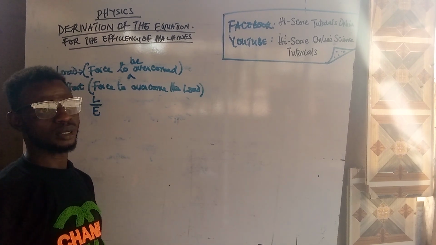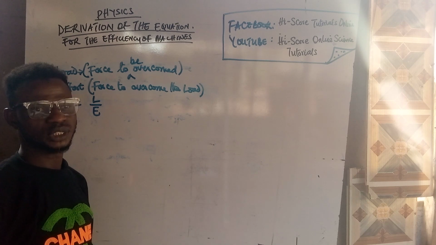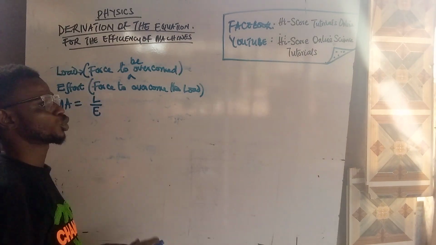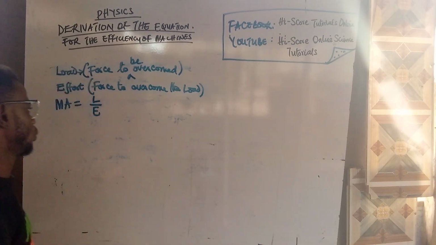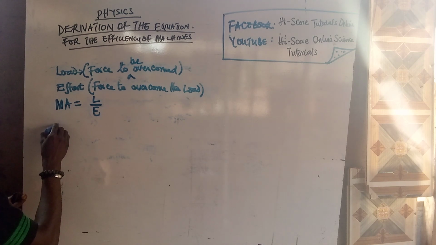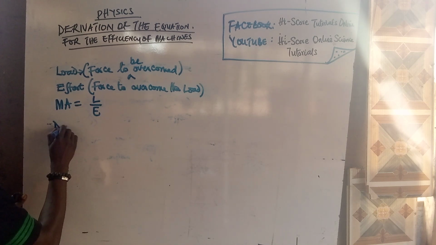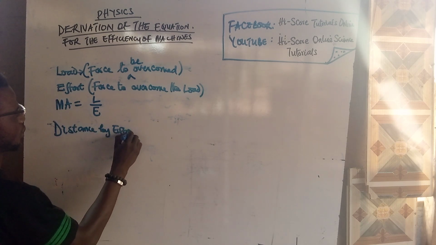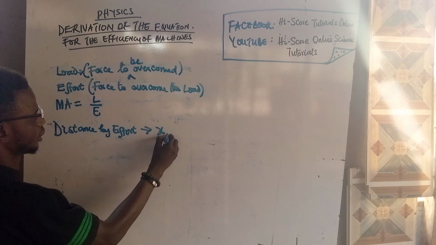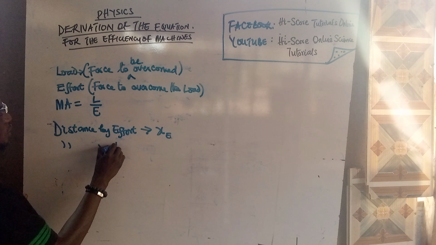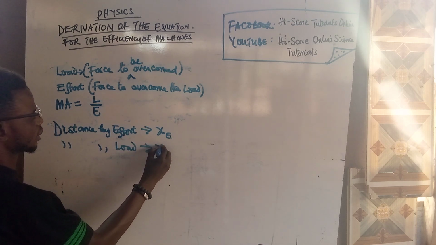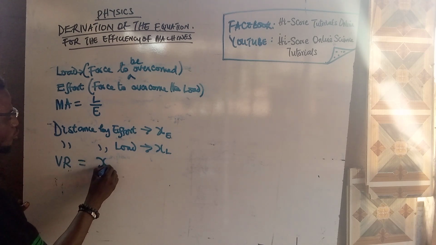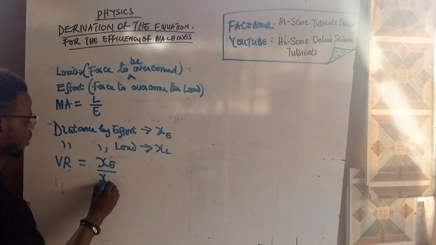And because in machines we must talk about work, and in physics, work is done when a force moves a distance, if we talk about the forces, which are the load and the effort, we must also talk about their distances. So distance moved by the effort is given as x subscript e. Distance moved by the load is given as x subscript l. So velocity ratio is given as distance moved by the effort all over distance moved by the load.